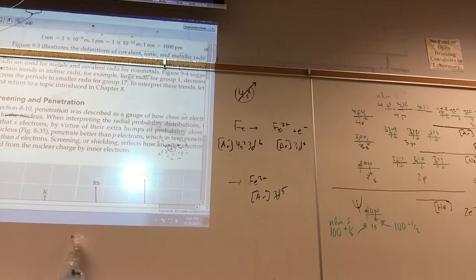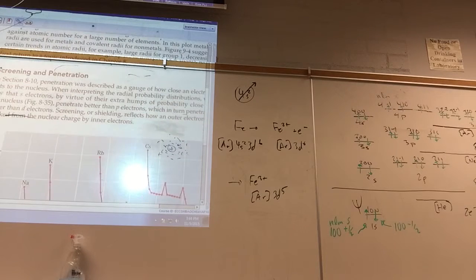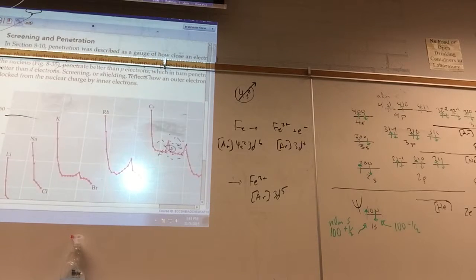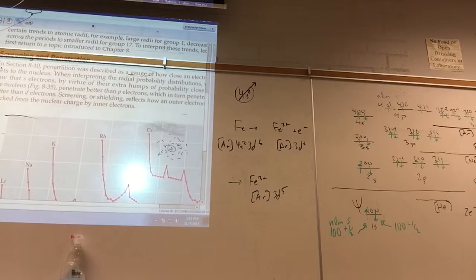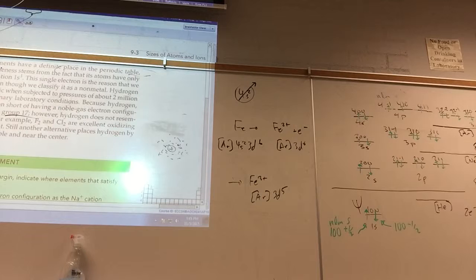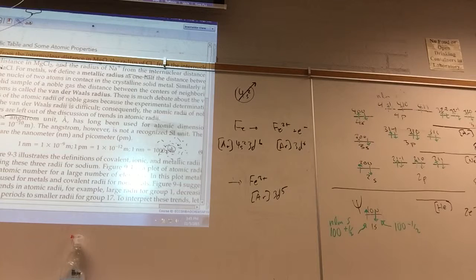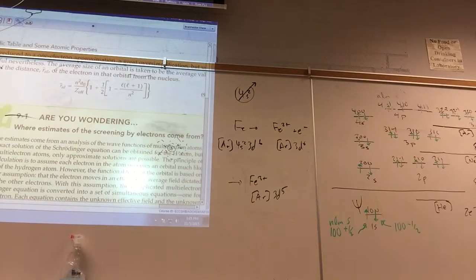Ions are going to have different radii because of the charge. And so when we take the averages, we come up with a table that looks like this.